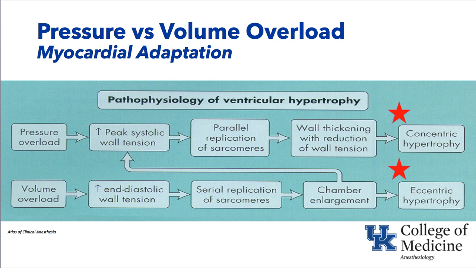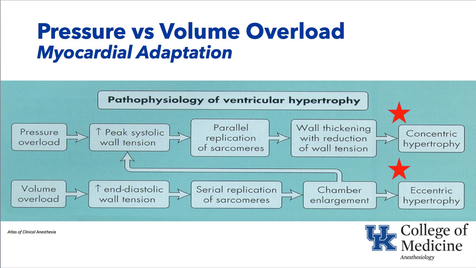So let's look at, pathophysiologically, some pressure versus volume overload effects on the heart. Pressure overload first. If there's a pressure overload to the left ventricle, like occurs in aortic stenosis, the peak systolic wall tension goes up and the muscle sarcomeres tend to replicate in parallel. And what happens is you get a very thick left ventricle, which then functions to reduce wall tension, but what you see is concentric hypertrophy. So this is the classic patient who has aortic stenosis or long-standing hypertension who gets a concentric, thick left ventricle.